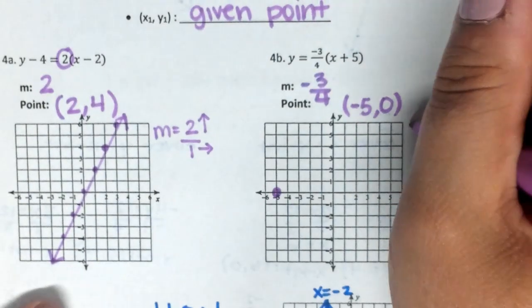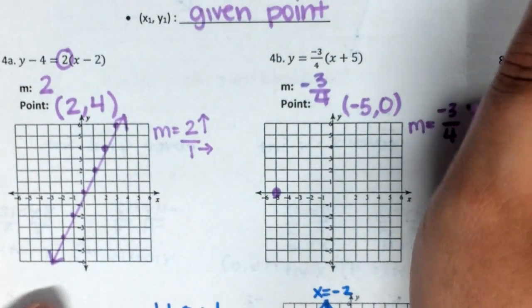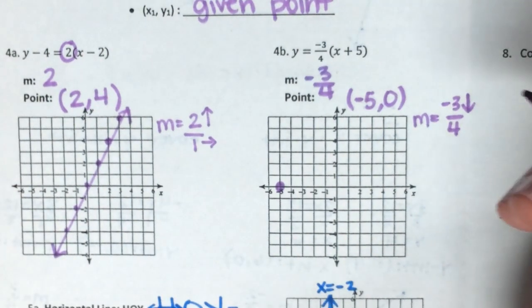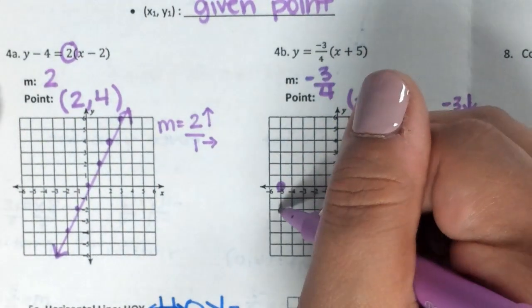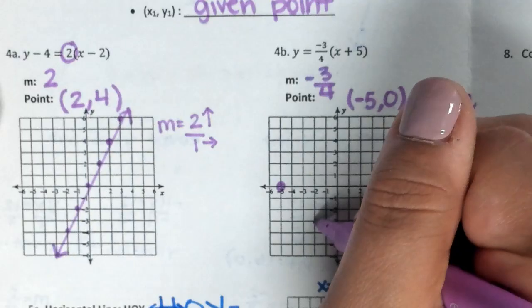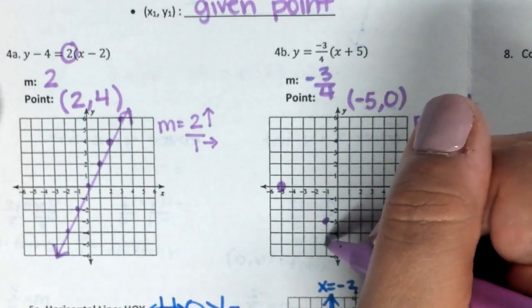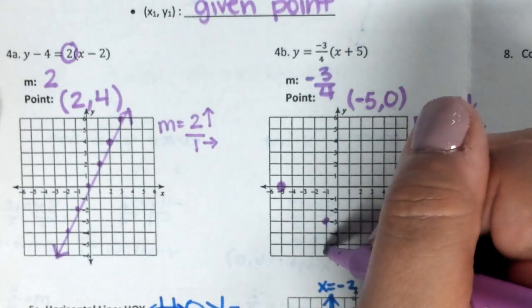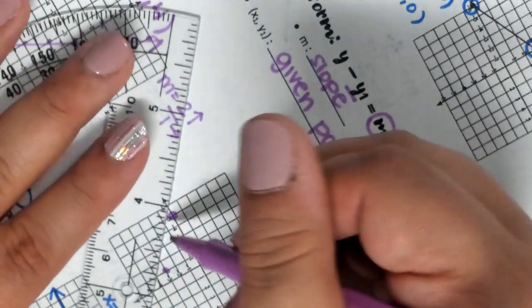How am I going to move here? Down 3. Why down? Because it's negative, and we always go to the right. Down 3, right 4. And then connect and draw your arrows.